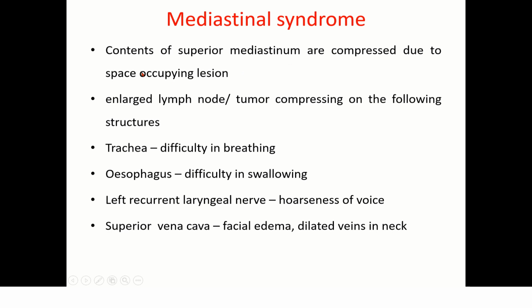So mediastinal syndrome: the contents of the superior mediastinum are compressed due to a space-occupying lesion, enlarged lymph node or tumor compressing the following structures: the trachea, which results in difficulty in breathing; the esophagus, difficulty in swallowing; the left recurrent laryngeal nerve, hoarseness of voice; and the superior vena cava, facial edema and dilated veins in the neck.